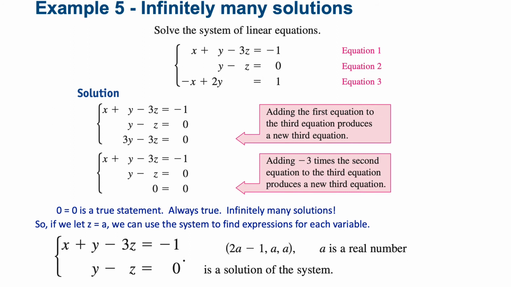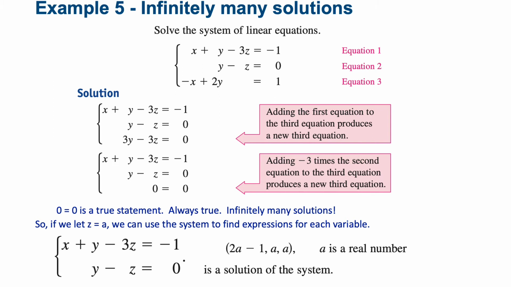Example 5 is a situation where you can have infinitely many solutions. Let's say we have x plus y minus 3z is equal to negative 1, y minus z is equal to 0, and negative x plus 2y is equal to 1. What if we took equation 1 and added it to equation 3?